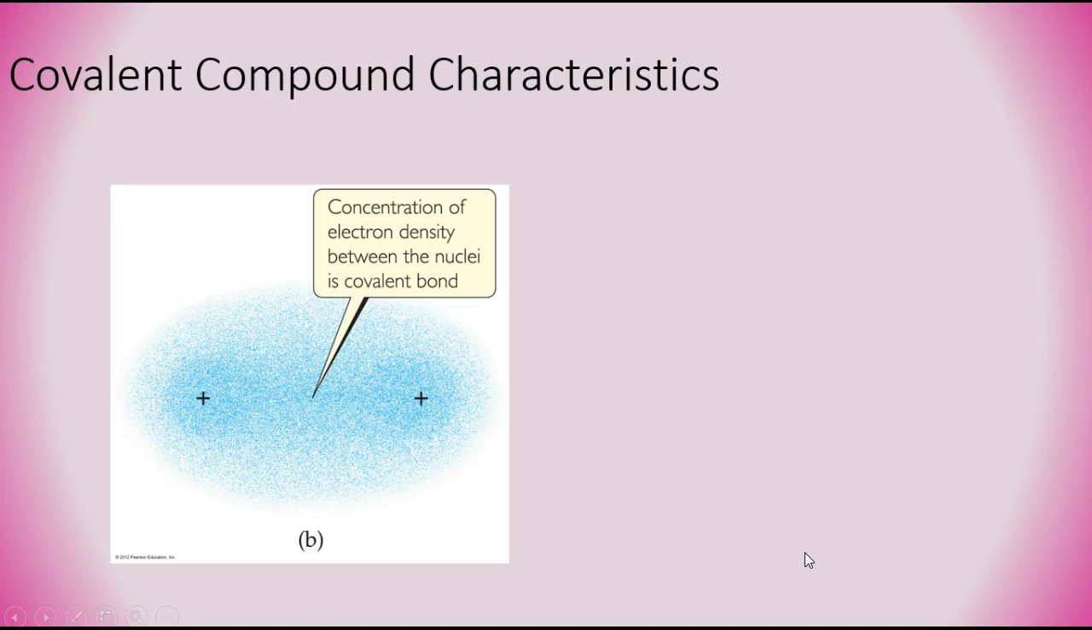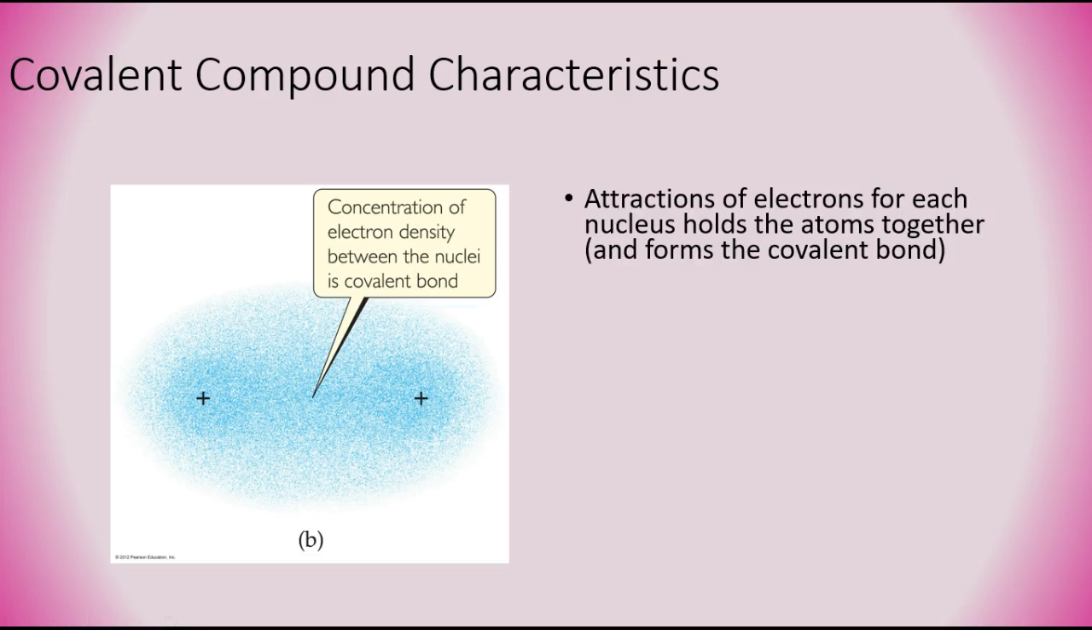Okay, then we've got covalent compounds and their characteristics. So there's attractions of the electrons for the neighboring nucleus. Obviously an atom's own electrons are attracted to its nucleus, but they're also attracted to a neighboring nucleus. That balance between those attractive forces is what holds the two atoms together and forms a covalent bond. Covalent compounds are not going to conduct electricity as either solids nor when they're melted, so it doesn't matter.